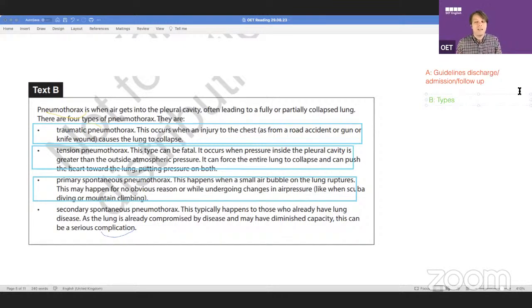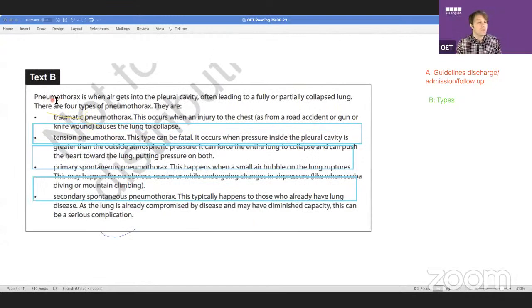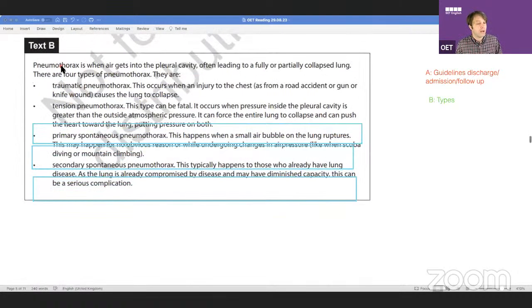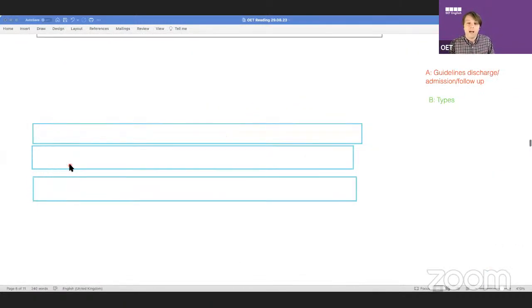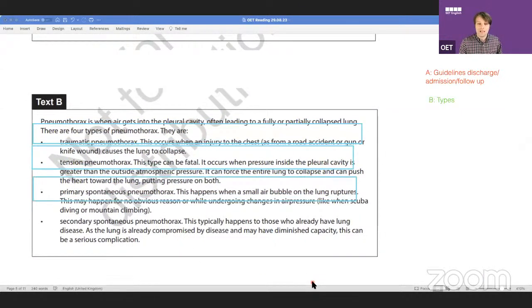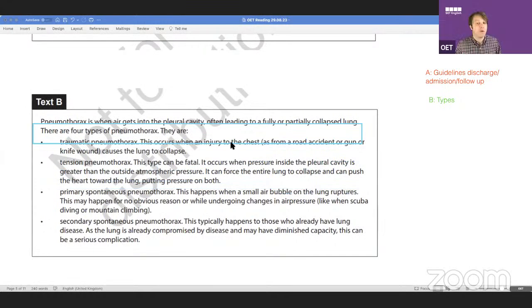pneumothorax. Should I write down pneumothorax here, guys? What do you think? No. Why not? Why is that? Because all the text is about pneumothorax. Yeah, right. So, guys, when you're getting the main idea, it's not useful to get the main idea that is the same, right? This is about pneumothorax. This is about pneumothorax. This is about pneumothorax. Why is it so bad to get the main idea that is like all the texts? That's a waste of time. Why is it a waste of time, guys?